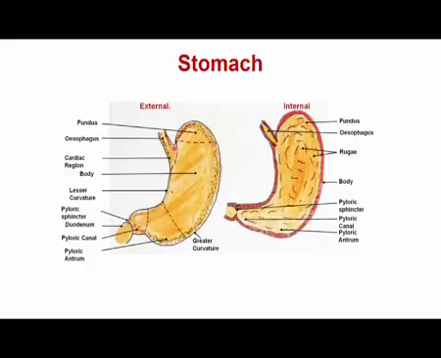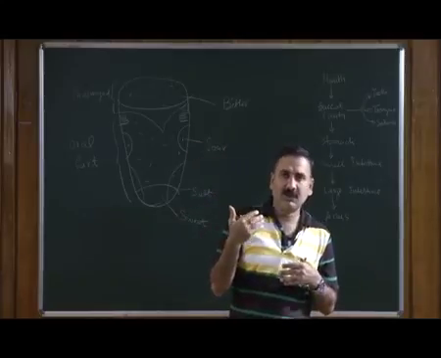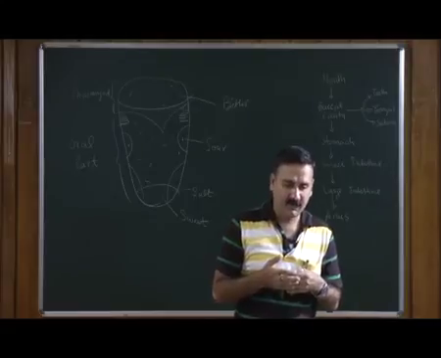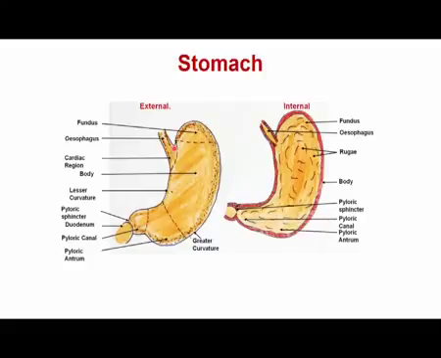This cardiac portion interacts with the esophagus, and it controls the passage of food material between the esophagus and the stomach. So, it allows the material to come from the esophagus to the stomach, but it does not allow the transport of material from the stomach to the esophagus.